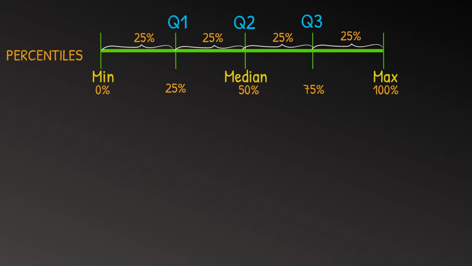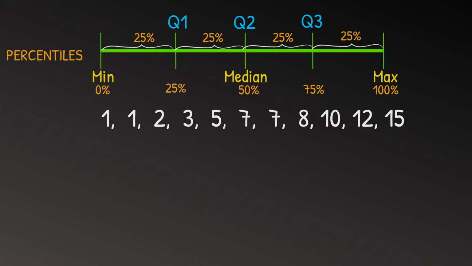Now in practice, if this is our data set and we cross off the numbers from either end until we get to the middle, we find that 7 is our median, which is also Q2, and it's the 50th percentile. Now, to find Q1, we have to find the middle of these numbers, which is, as you can see, number 2. So Q1 is equal to 2, and that's also the 25th percentile.